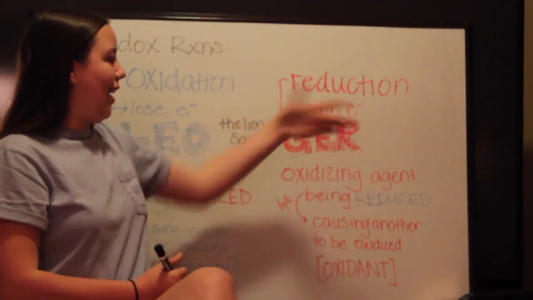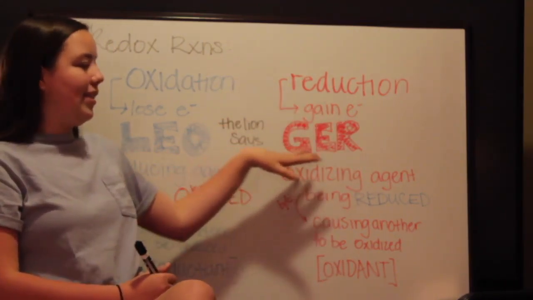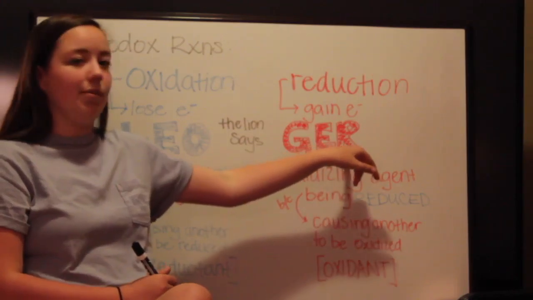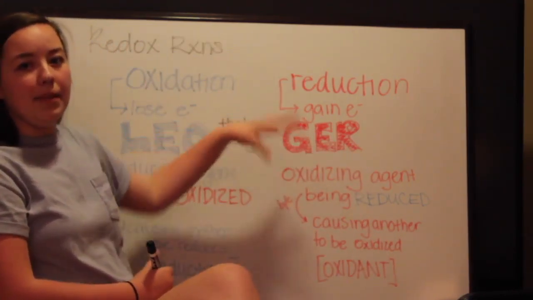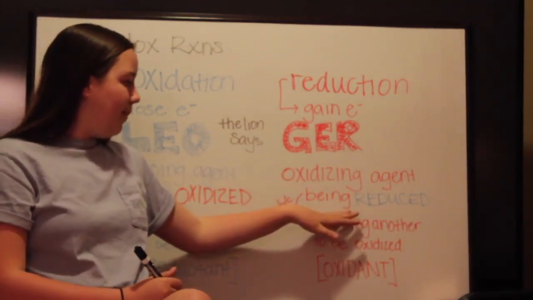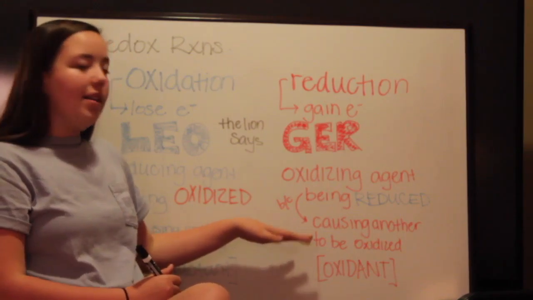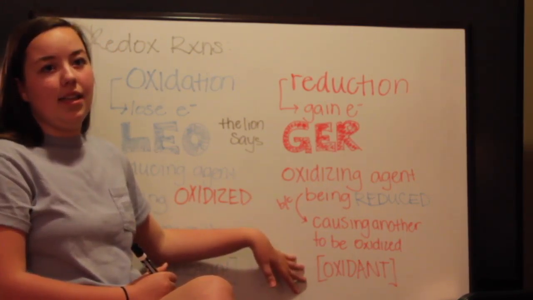So on the reduction side, it's where it gains electrons. So LEO the lion says GER, so gains electrons, reduction. And like oxidation, it's the opposite, so it's the oxidizing agent, because though it is being reduced, it is causing another to be oxidized. And it can also be called the oxidant.